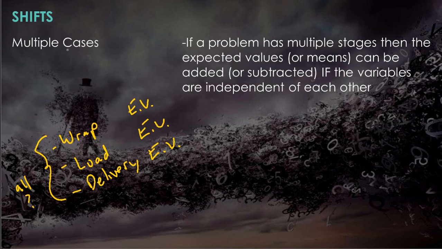As it turns out, when we have multiple cases, it's actually pretty simple. Our expected values, or our means, because we're going to shift to continuous variables shortly rather than discrete, we can just add them, or if it's appropriate, subtract them, if they're independent of each other. So that means that this wrapping stage doesn't impact how long it takes the loading stage, and this loading stage doesn't impact this delivery stage. As long as these are all independent of each other, then we can just add each of the expected values or means without a problem.